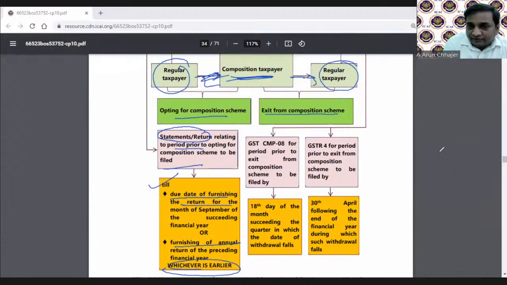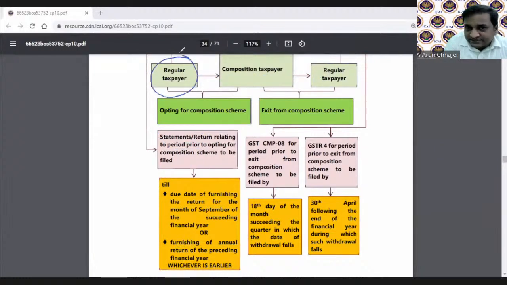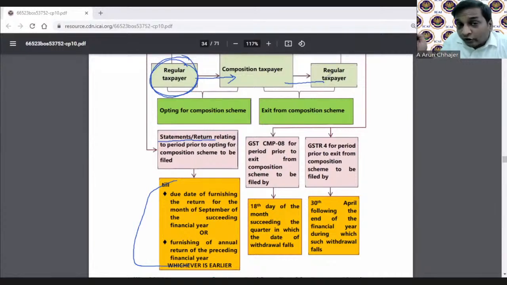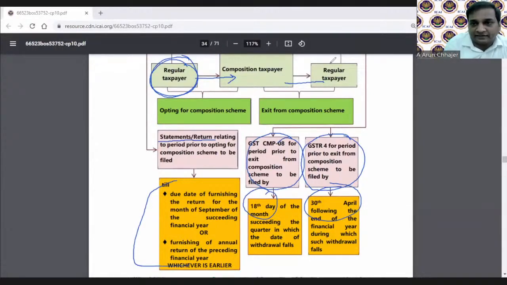Because I am registered in the regular scheme and now I am converting to the composition scheme, whatever return is applicable for the regular scheme, I have to furnish all such statements and returns by the due date, whichever is earlier. If I am opting out from composition, it means now I am going to file my regular return. I will file the CMP 08 and GSTR 4. This is 18th and this is 30th of April.